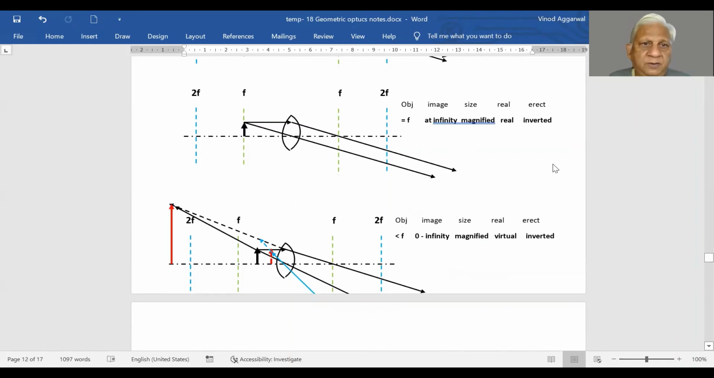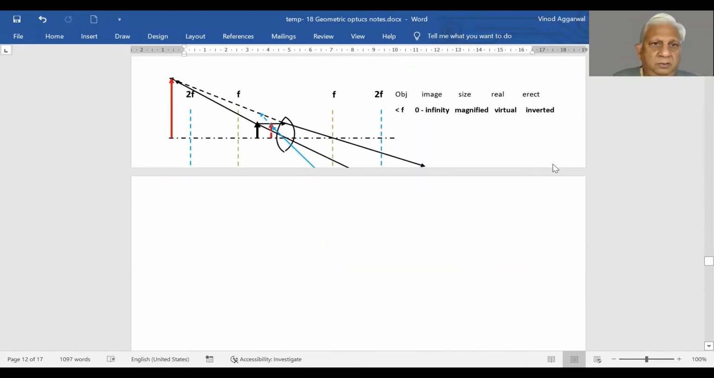What if our object is at the focal point? If it is at the focal point, all the rays emerging become parallel. So if the object is at the focus, the image will be formed at infinity. It will be magnified, because at infinity the parallel rays will appear to make a huge image. It's going to be real and inverted.